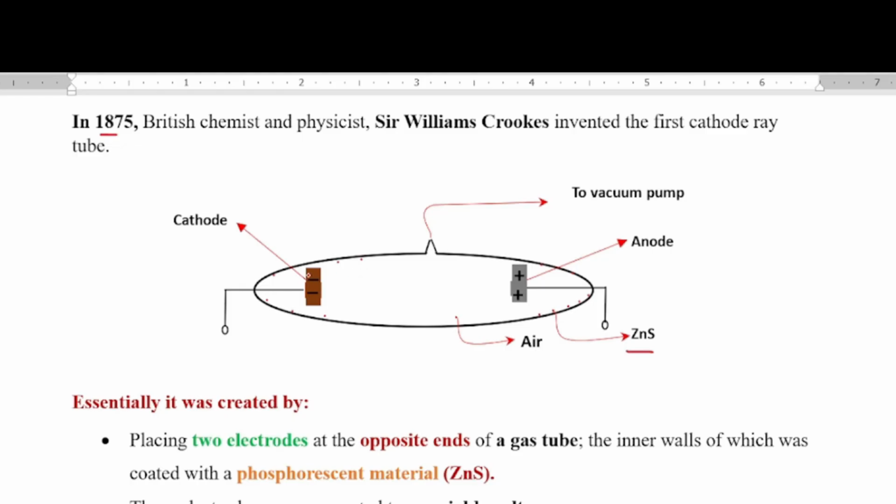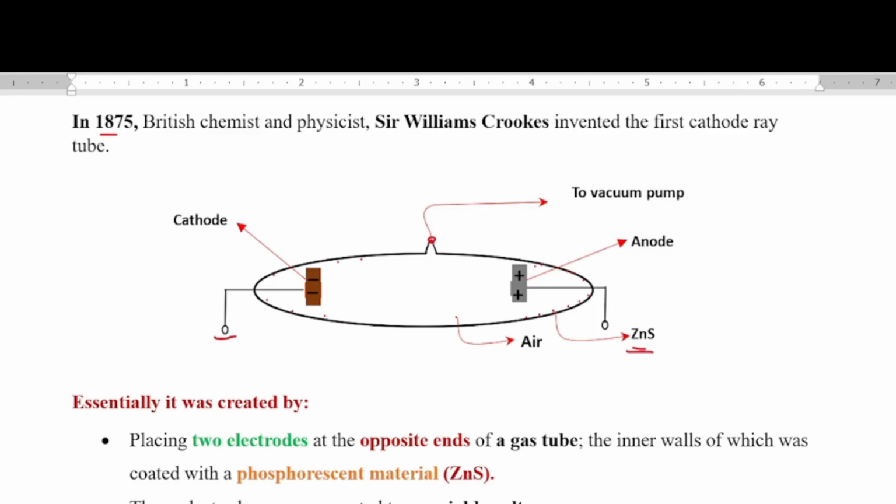So this is what it is. This is your glass tubing here. These are 2 electrodes. One is called a cathode, and the other is called an anode. And they are connected to a variable voltage source. The inner walls of this tube here are coated with a phosphorescent material called zinc sulfide. And this here is your vacuum pump that is used to remove the air. And finally, this tube is sealed off here.